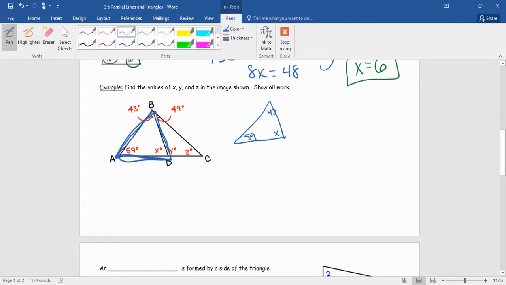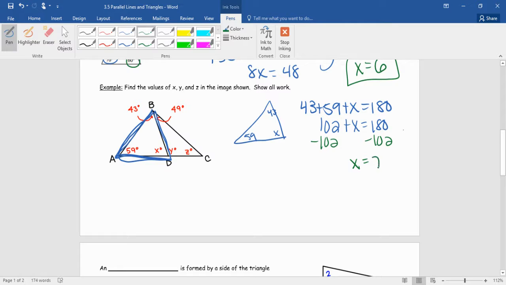Well, that's like one of the first ones we did. We have a triangle, we know two of the angles, and we know that the angles in a triangle have to add up to 180. So we're going to do 43 plus 59 plus x equals 180, and then I'm going to combine those like terms. So 43 plus 59 is 102. So this is 102 plus x equals 180. And then if we want to solve for x, we're going to subtract the 102. So we get that x equals 70, just kidding, it's not 70. 78 degrees.